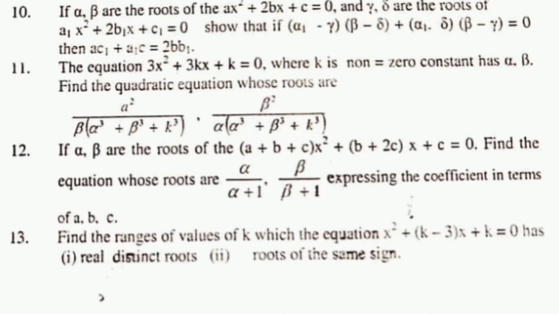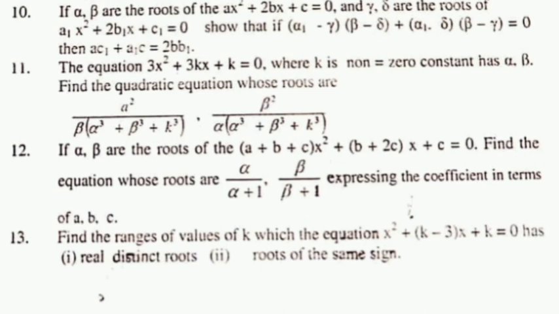Number 13 says find the range of values of k for which the equation equals 0 has, one, real distinct roots, and two, roots of the same sign. Very simple. For the first one, it is when your b squared is strictly greater than 4ac. That's b squared is greater than 4ac.